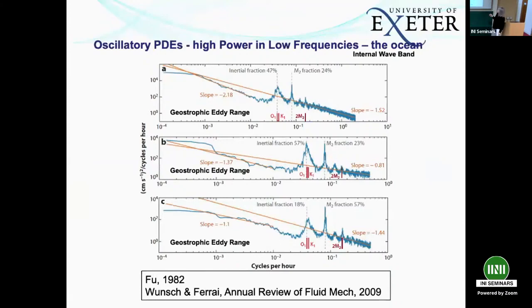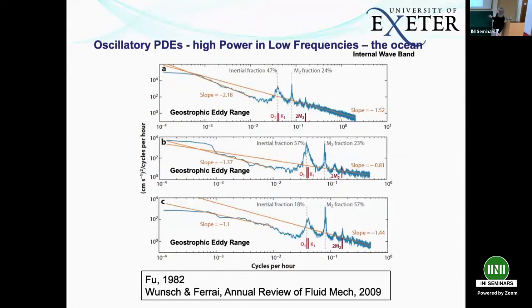This is one of the most interesting pieces of information that I had found, from this paper by Fu in 1982. It's the power spectrum of the ocean as measured just above the Mid-Atlantic Ridge. And I always thought this was very cool because you could see peaks where the inertial waves were. This is one of the tides, the M2 tide, which I know very little about, but you can see these oscillations here in the power spectra. But the very coolest thing about this is this range of high power and low frequency here.